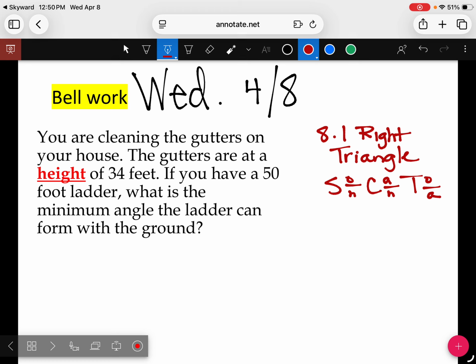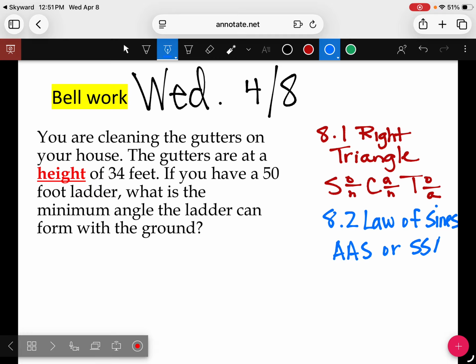Now 8.2 is the law of sines. And that law, we use that when we have either an angle and a side, or the bad word backwards, and we have to have a pair. But it doesn't have to be a right triangle. It could be acute, it could be obtuse, okay?